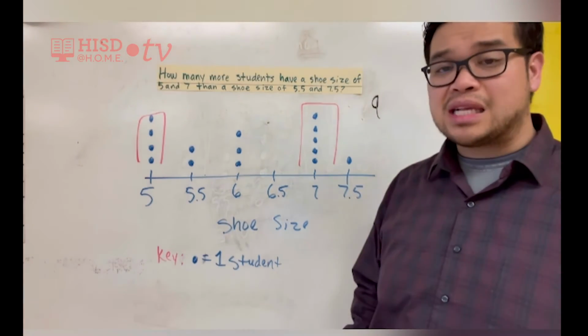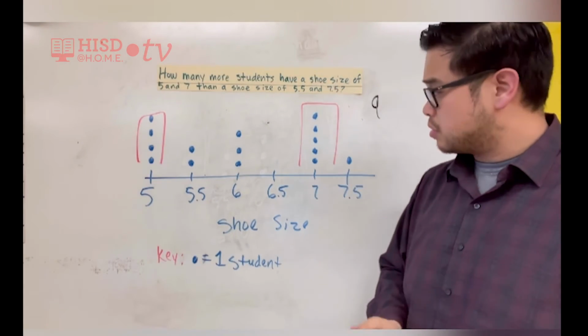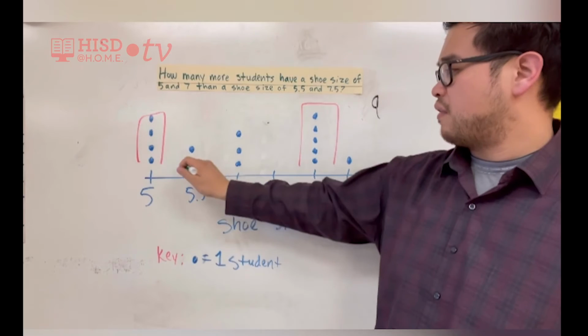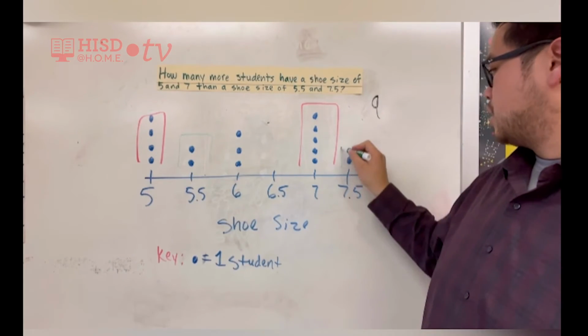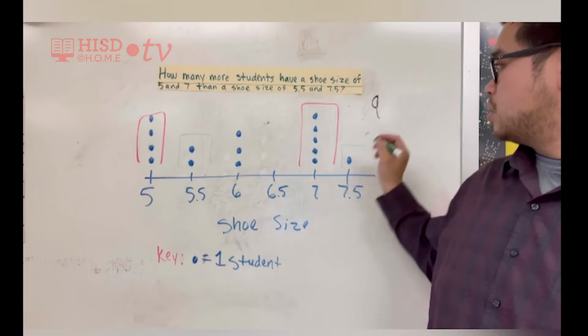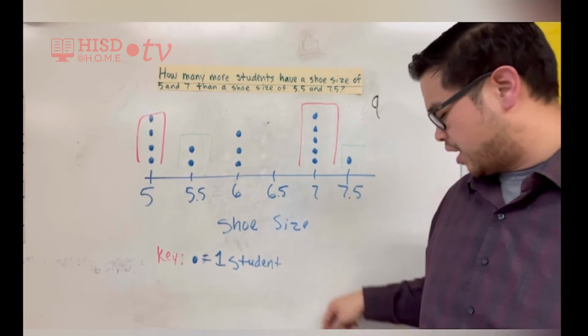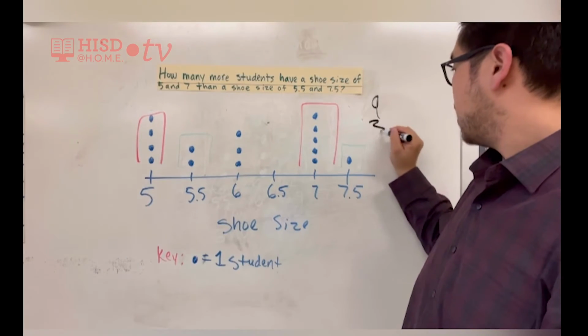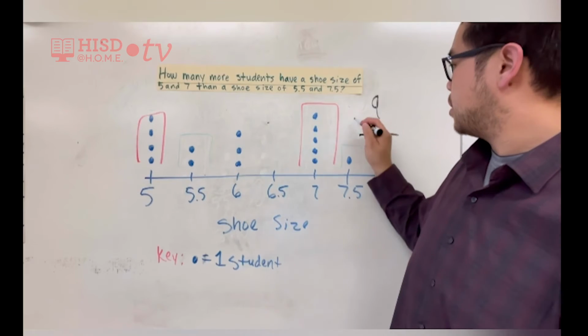And now our next set is 5.5 and 7.5. Let's see how many are there. 5.5, 1, 2, 7.5, 3. So that means I had 3 total of 5.5 and 7.5. And I said we're comparing these, so if we're comparing, we're going to subtract.